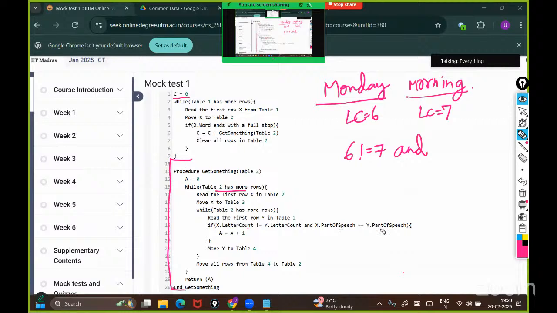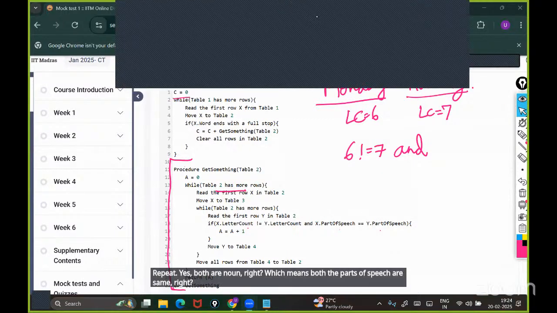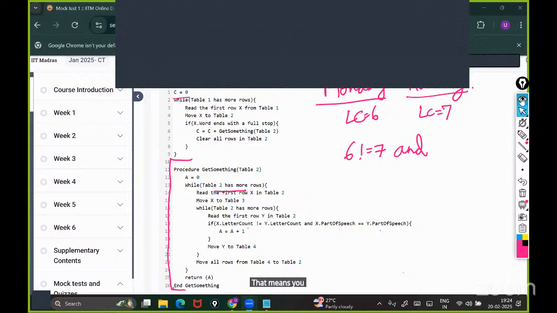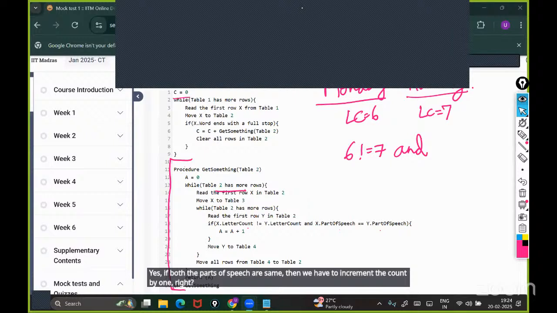It's the part of speech. Both are nouns, right? Which means both the parts of speech are the same. That means you increase the count of A by 1. If both the parts of speech are the same, then we have to increment the count by 1, which is the value of get something.